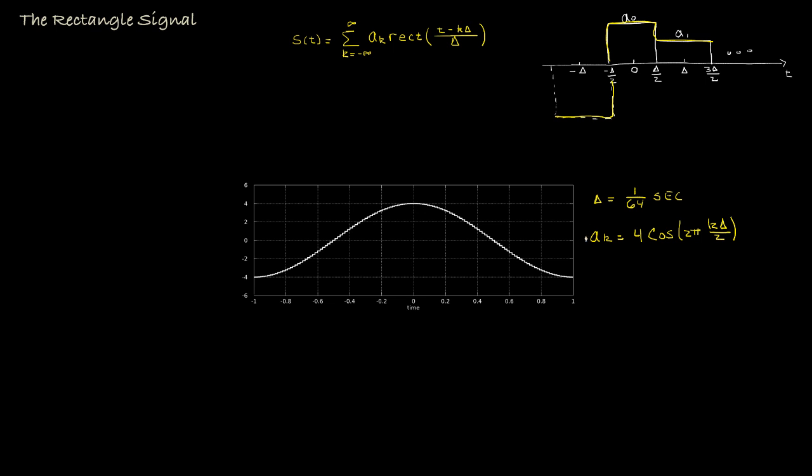So the rectangle is a very simple signal, but through scaling, shifting, and superposition, we can use it as an apodizing window for signal analysis and as a building block for approximating more complicated signals. So there you have it. That's the rectangle signal.